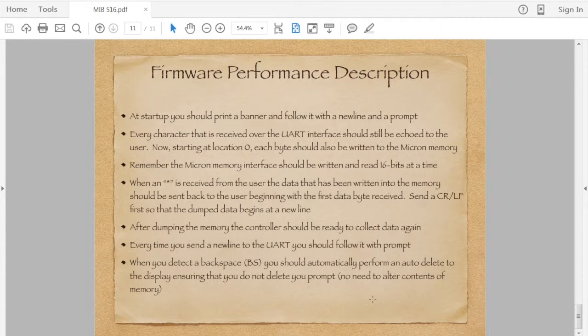Every time you send a new line to the UART, you should follow it with a prompt. And when you receive a backspace, you should automatically perform an auto delete by sending out a backspace, space, backspace. What that would do is delete the character on the screen. Don't worry about going into the memory and modifying it. So that is the A1 overview of the firmware and the memory interface block.